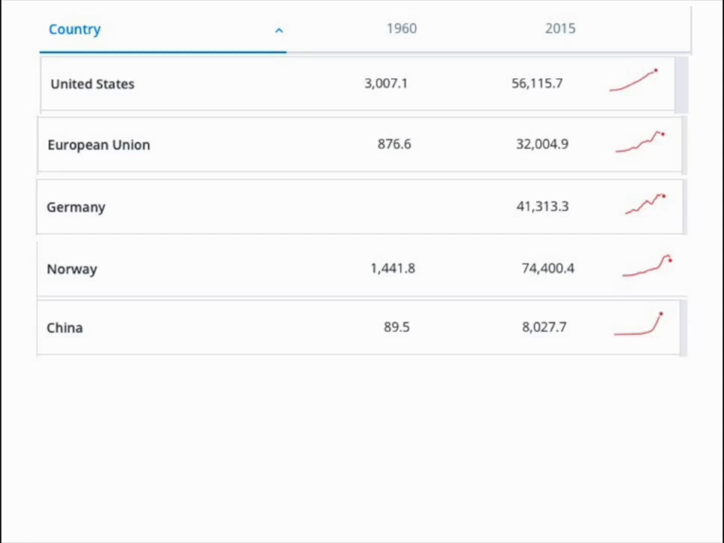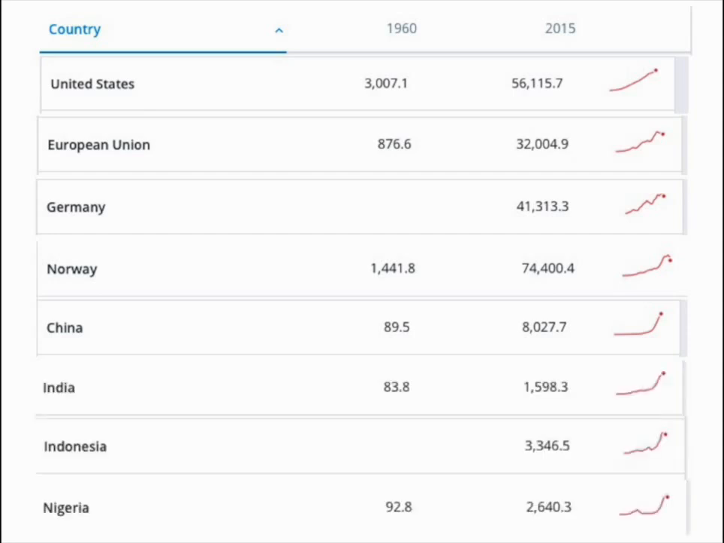Now we add China, and note $89 in 1960. It has had phenomenal growth. Look at that curve, particularly later on. Growth in GDP, red curve. China is now at $8,000 of GDP. Note that it has grown, but it is still far behind the United States and European Union. I have now added India, Indonesia, and Nigeria. Note that those countries are growing, but how much lower their GDP is than the United States and even China.